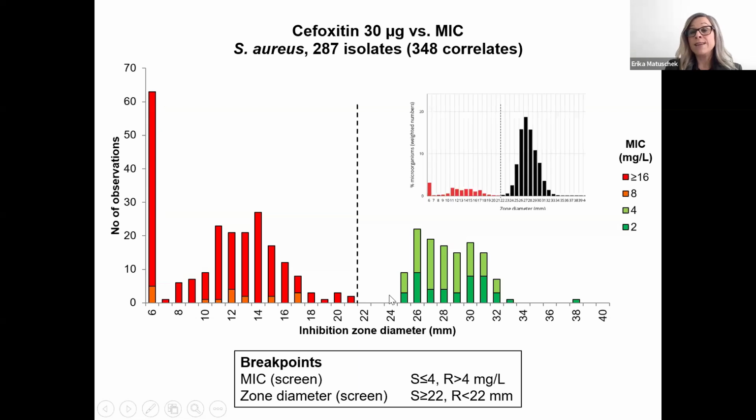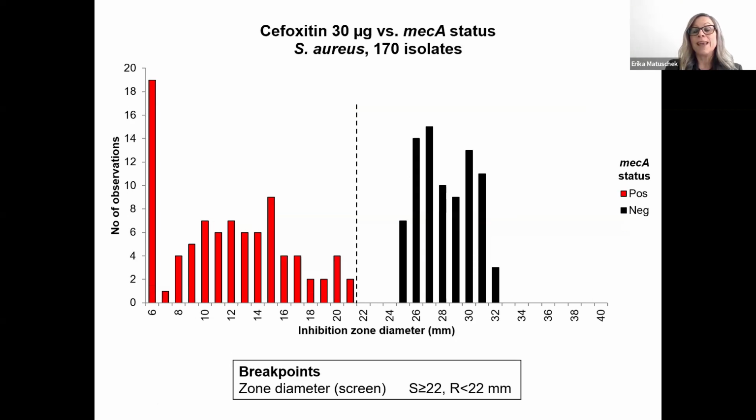The reason for that is that we normally have more data from more sources, and when we put more data together, we can see that the wild type is distributing all the way down to 22 millimeters. In this case, we also wanted to look at the presence of mecA. As you can see here, black bars are for isolates that are mecA negative, and the red bars are for isolates that are mecA positive. So again, our disk diffusion test can reliably separate out the mecA positive isolates.